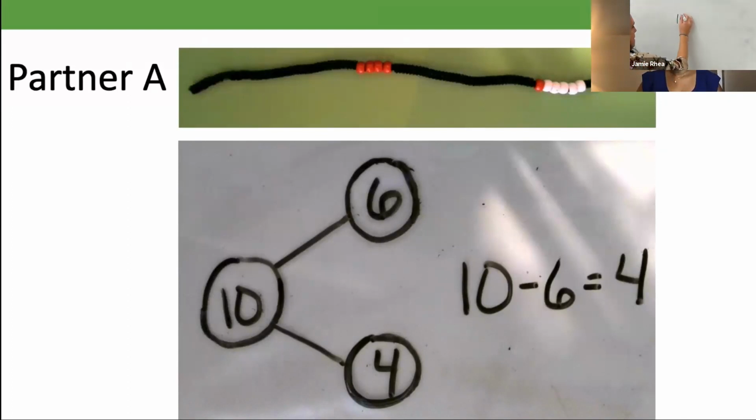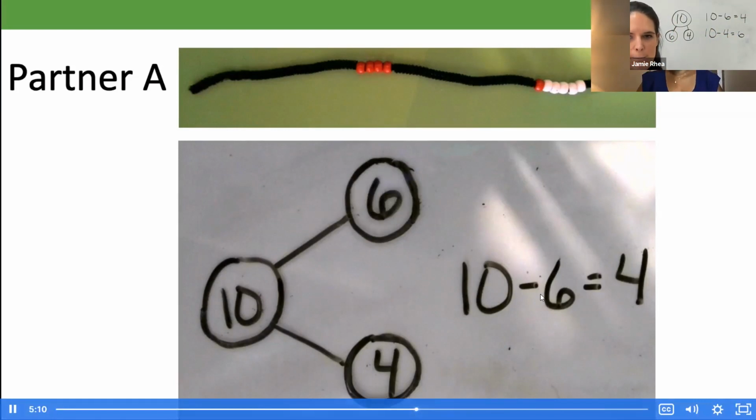All right, so if I have 6 and 4, how am I going to write that as a subtraction sentence? Well, she already did 10 minus 6 equals 4. I'm going to write 10 minus 4 equals 6. Okay, let's see if we did that right. So using my record bracelet, I pushed 6 beads away and my number sentence reads 10 minus 6 equals 4.